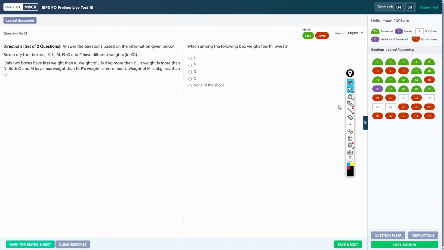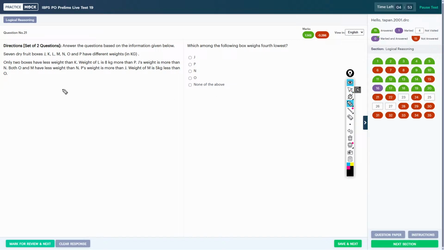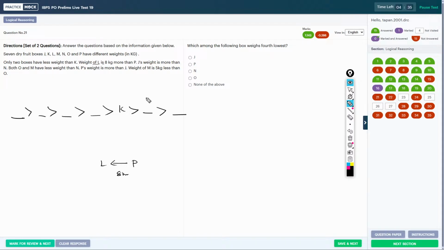Okay, different weights are given. Only two boxes will have less weight. So 3 done. 4, 5, 6, 7. Weight of L is 8 kg more than P, 8 kg. J's weight is more than N. J is more than N. Both O and M less weight than N. O, M less weight than N. P's weight is more than J. P's weight more than J. And L here 1, 2, 3, 4.